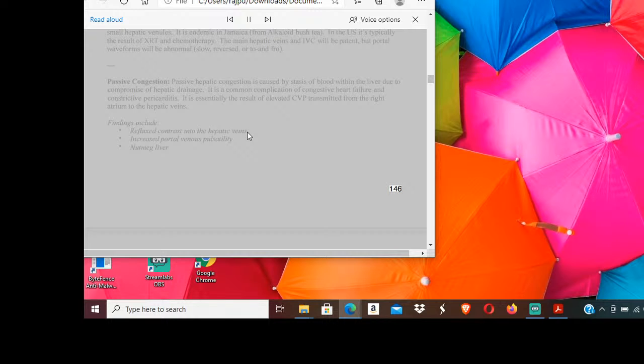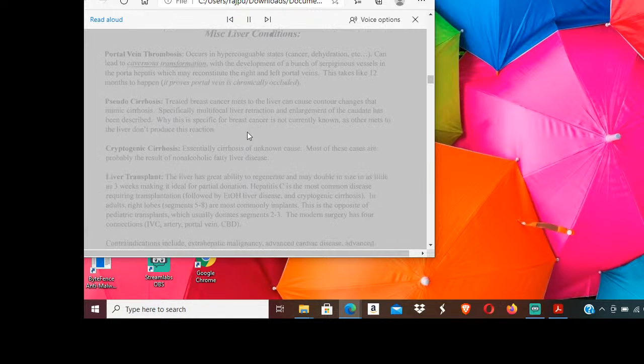146. Miscellaneous liver conditions. Portal vein thrombosis occurs in hypercoagulable states, cancer, dehydration, etc. Can lead to cavernous transformation, with the development of a bunch of serpiginous vessels in the porta hepatis, which may reconstitute the right and left portal veins. This takes like 12 months to happen. It proves the portal vein is chronically occluded.